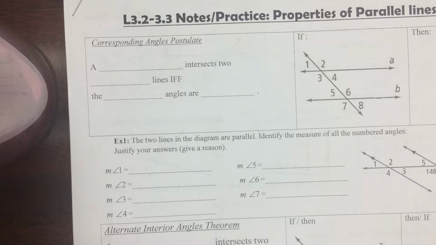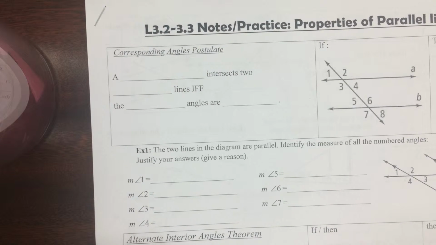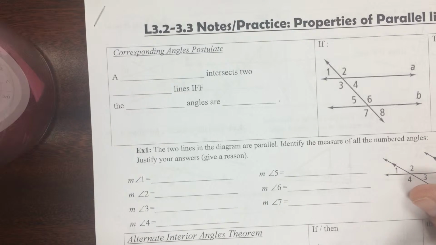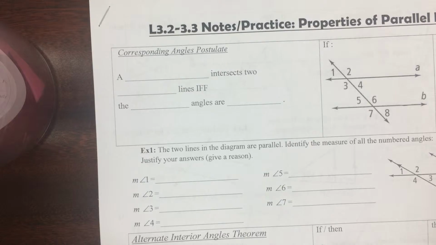Hi guys, we're going to go through the notes for lesson 3.2 and 3.3. So get your notes out and get a pencil or pen and let's fill these out together. If I start going too fast, have your substitute just pause the video and then you can fill in the blanks. So we're going to start out with a transversal.